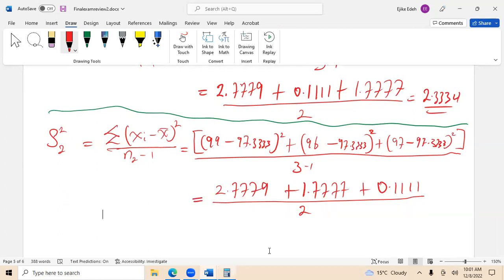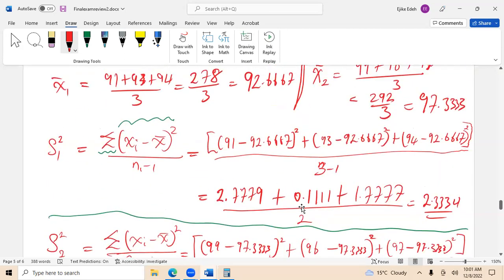Let's go ahead and add this up and divide by 2. We should get the same thing, right? Because the values are exact. Yeah, so we don't really need to spend time working this. So if you look at this, we should have the same number, 2.3334. The value came out the same way. Okay, so we have those.